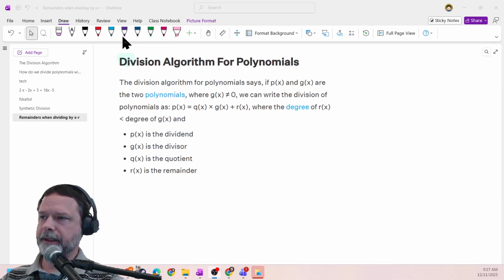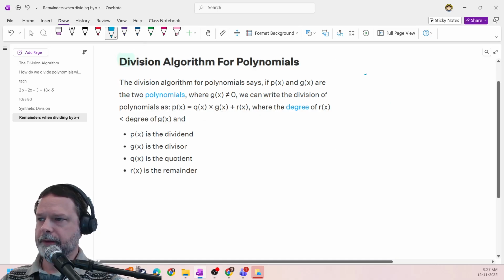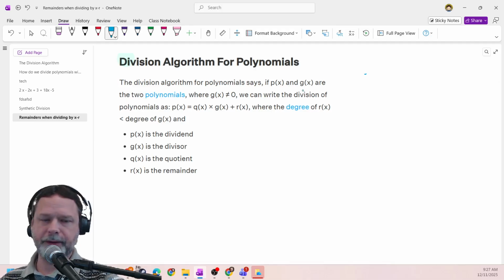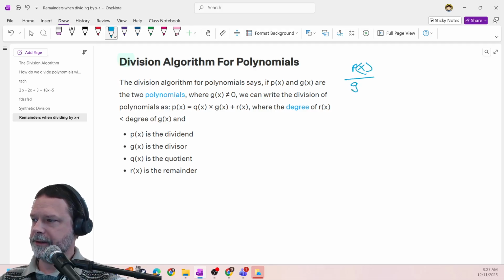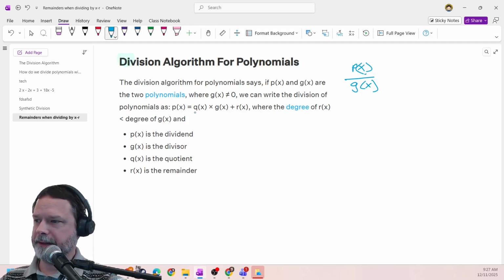So for review, here's our division algorithm for polynomials, which pretty much says if p of x and g of x are two polynomials, and we're going to do p of x divided by g of x, well, you're going to get a quotient and remainder. There's our quotient, there's our remainder.